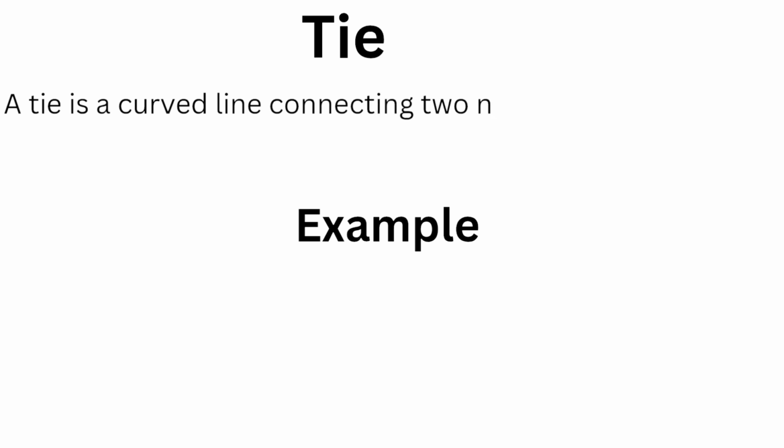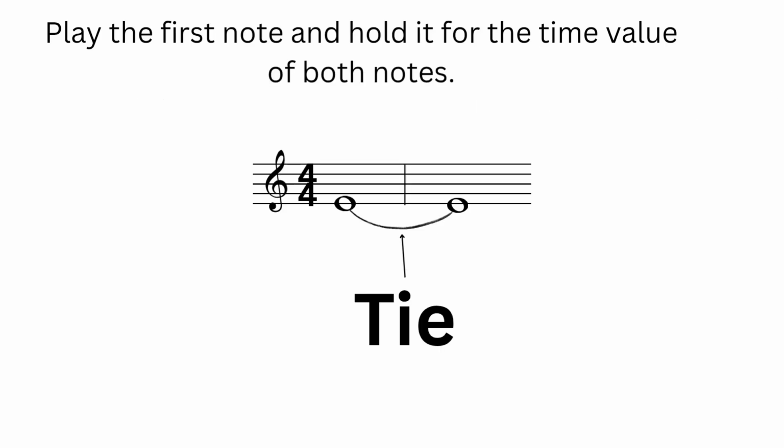What is a tie? A tie is a curved line connecting two notes of the same pitch. Example, play the first note and hold for the time value of both notes.